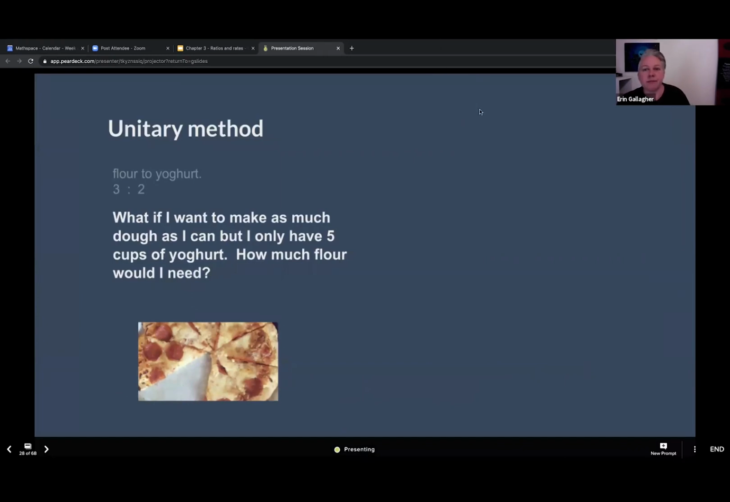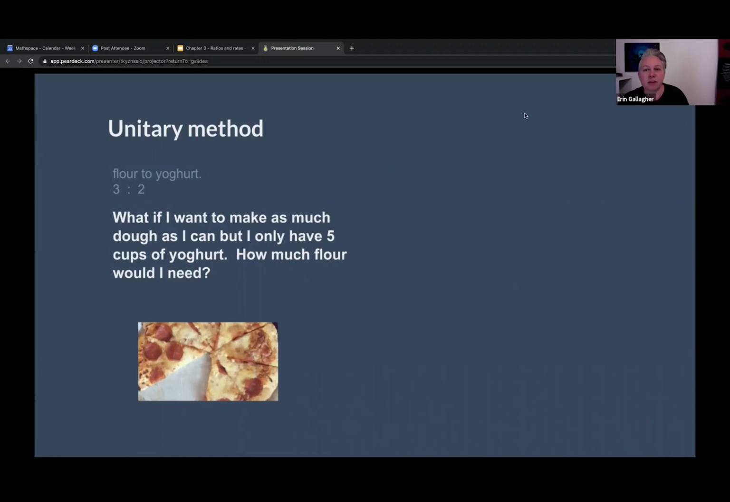So this is how we'd attack a problem that looks a bit like this. So we know that the original ratio was 3:2. The goal is to use our 5 cups of yogurt. Well, this is flour, and this one is the yogurt. So the goal is I want to use 5 cups of yogurt. That's what I want. And somehow I need to get from 2 to 5.